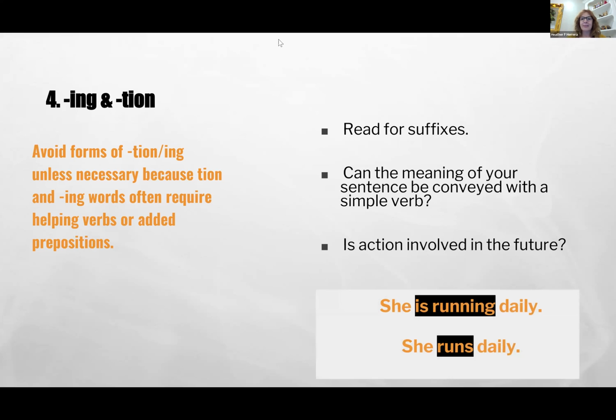So for instance, very basic example, she is running daily. If you're using ing, you're most likely going to need one of those helping verbs, the is, are, right? So what could you do instead? Just use the verb runs. Just use the verb. So you could go through your paper and look for places where there's a helping verb instead of the actual verb. And again, if you're trying to submit a proposal with a midnight deadline and you need to get rid of one word, runs daily will do it as opposed to is running daily. Okay.